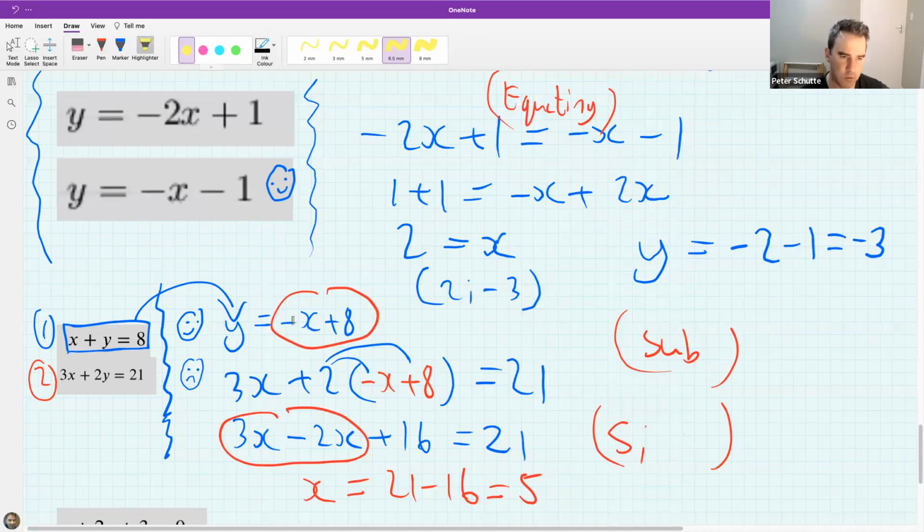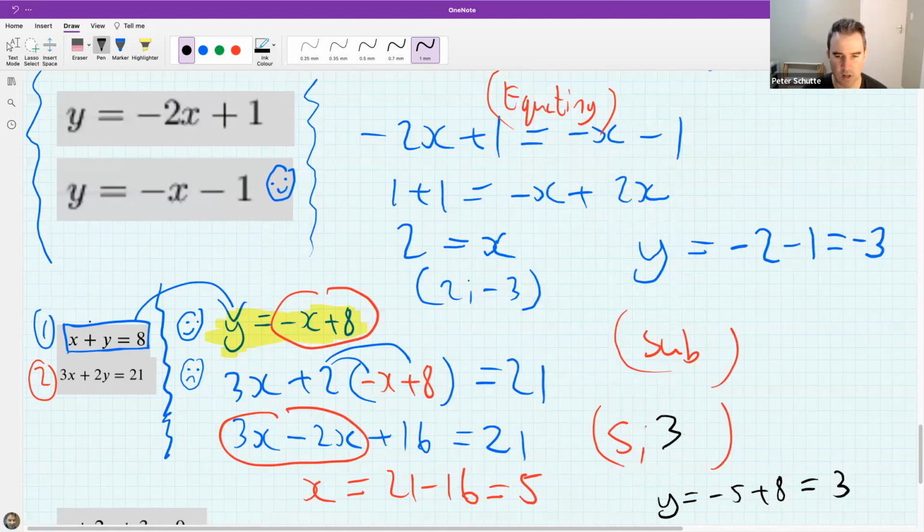Now, what I would do is I would sub it back into the easy equation because it already has y as the subject of the formula. And if I do that, I get y is minus 5 plus 8, which is 3. And so the intersection point of these two lines is going to be the point 5, 3.